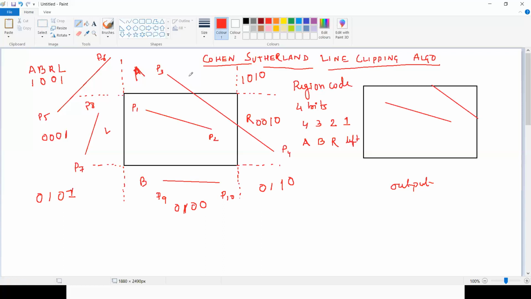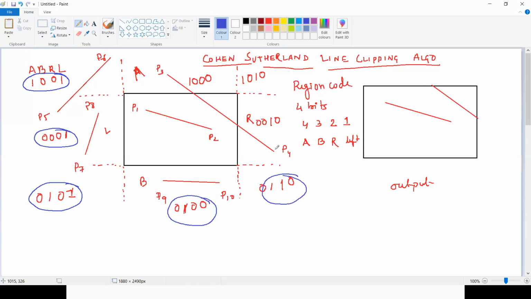And here the region code will be: it is not left, not right, not below, only above. So the region code is 1000. So you can see that for this particular clip window, we have generated 8 region codes like this. Okay, so there are 8 region codes.